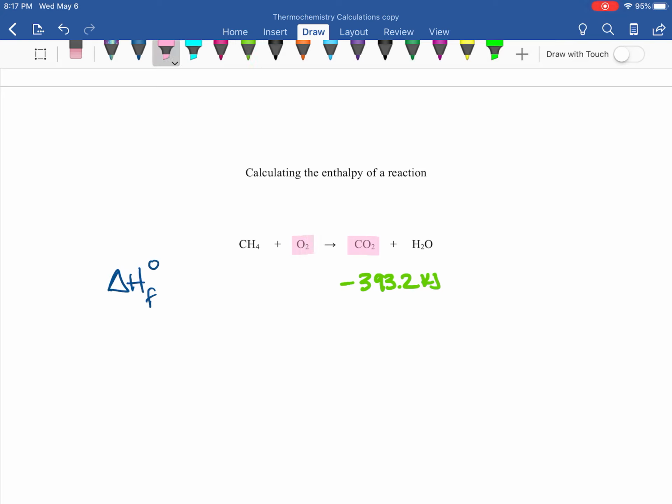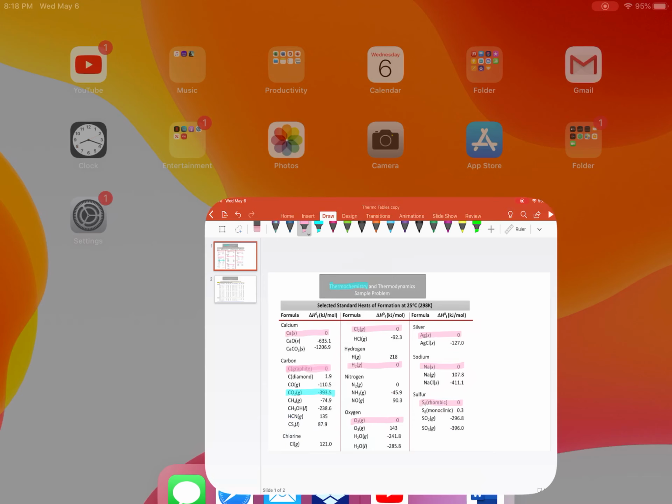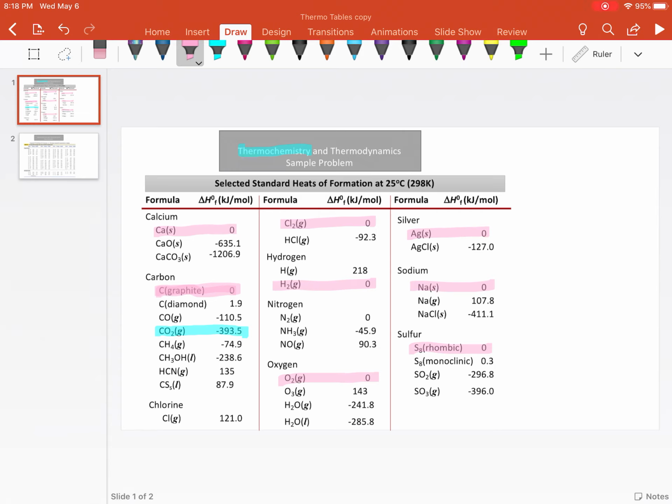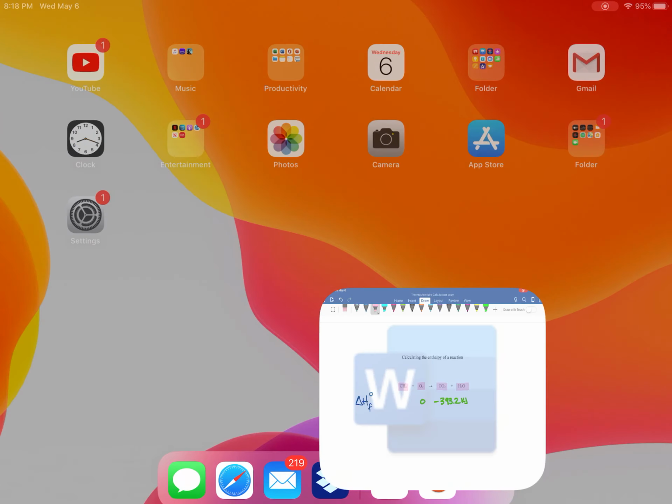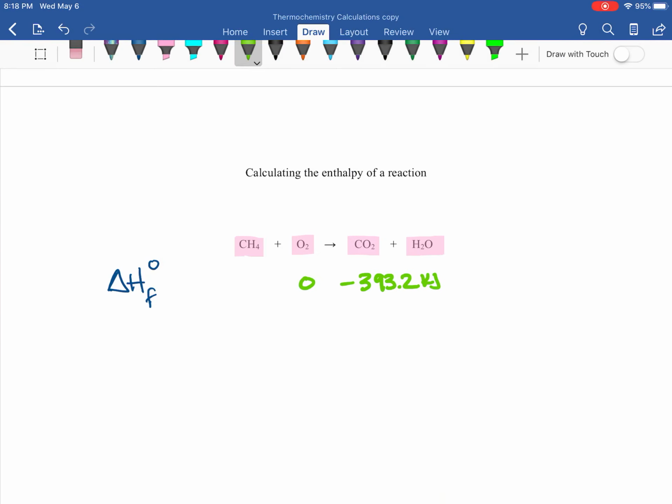Well, and we just learned, hold on a second, that anything in its elemental form is going to be 0. So now this reaction is more complicated, but can't we do the same thing for methane and water? Well, yes, we can. Let's go grab our table. What is CH4? Okay, minus 74.9. Remember that. All of these are kilojoules per mole. I'm just running out of space.